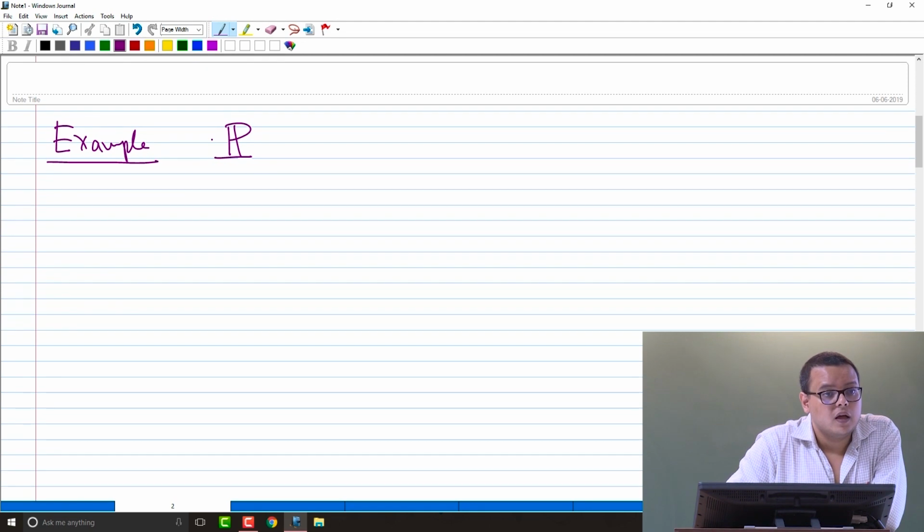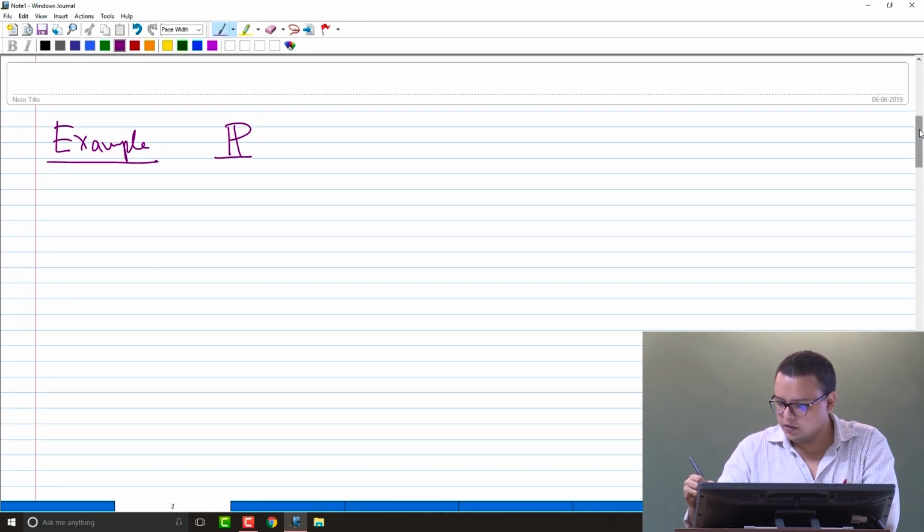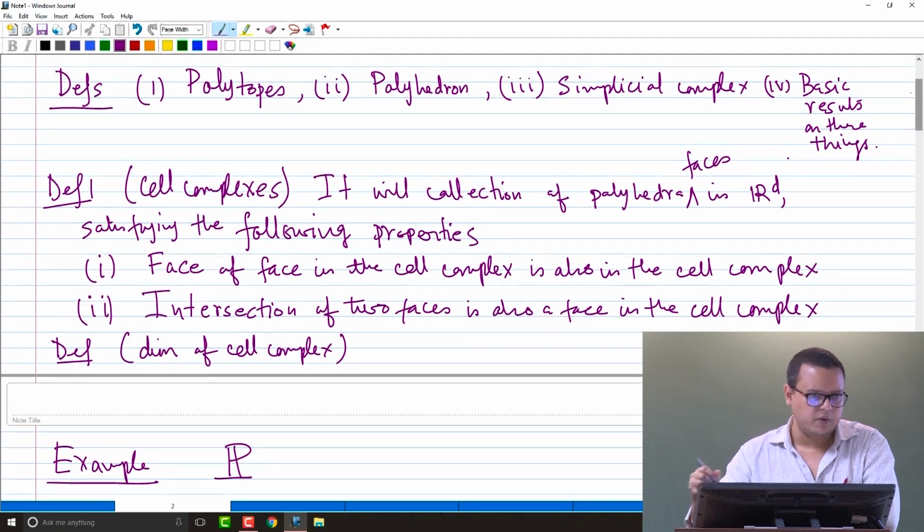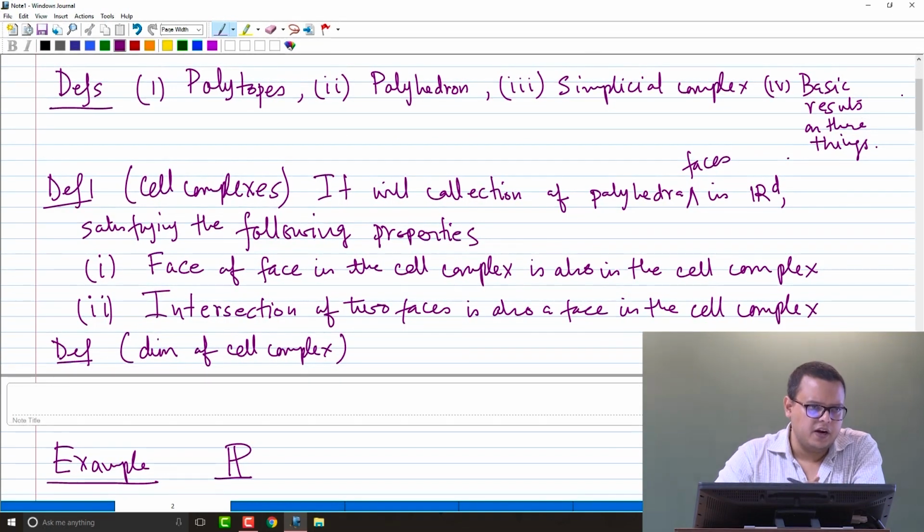Pardon? Cell complexes, can you explain it a bit more again? Okay, sure. You remember what the definition of a polyhedron was, right? It is the intersection of a finite number of half spaces.